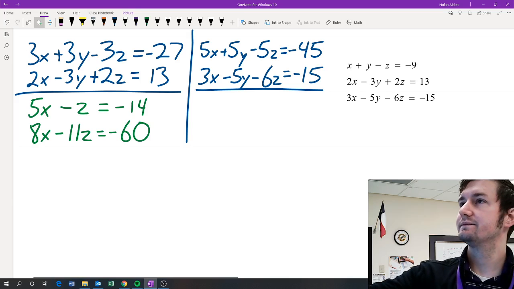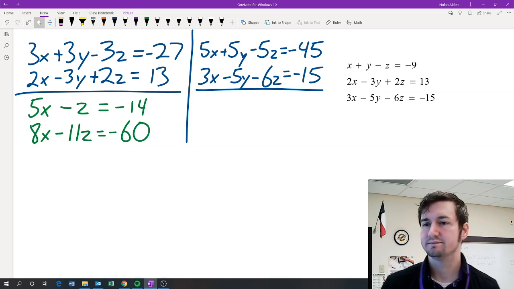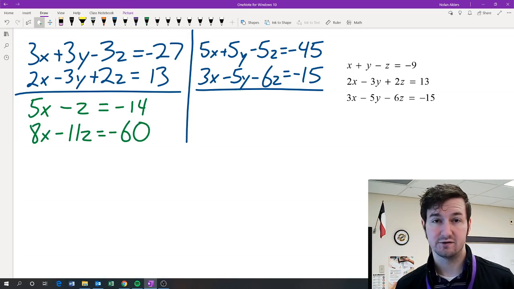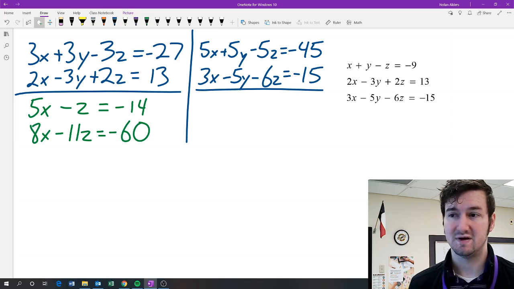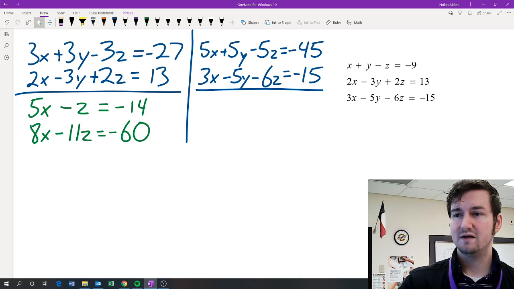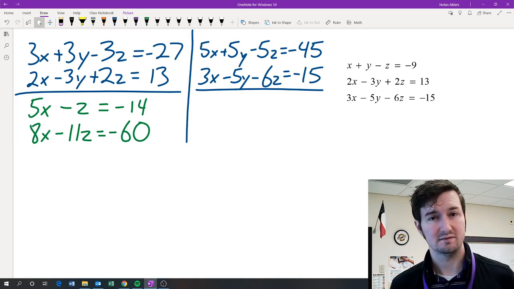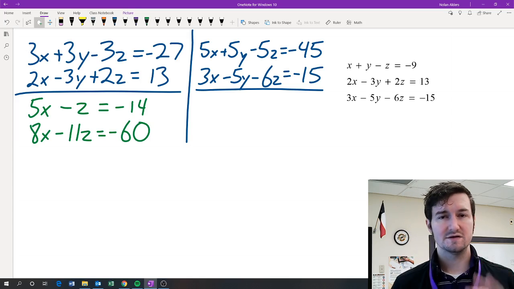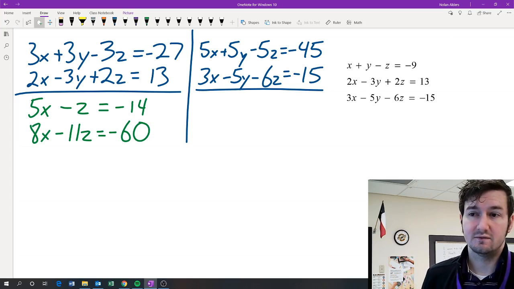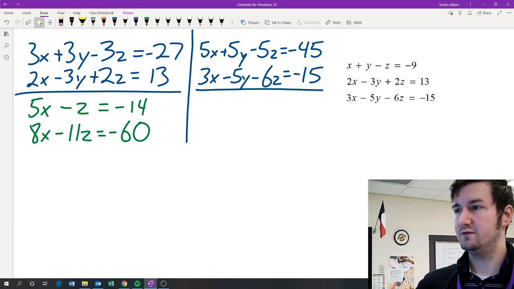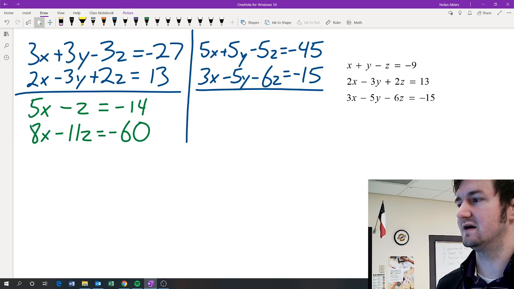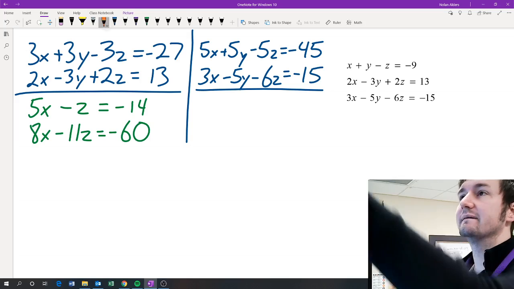So now if we multiply that top equation, now in green, by a negative 11, then we'll get a positive 11z on the top and a negative 11z on the bottom, so they should cancel. So that's our strategy here. All right, so again, we're doing one more elimination with our two new equations that we have here.